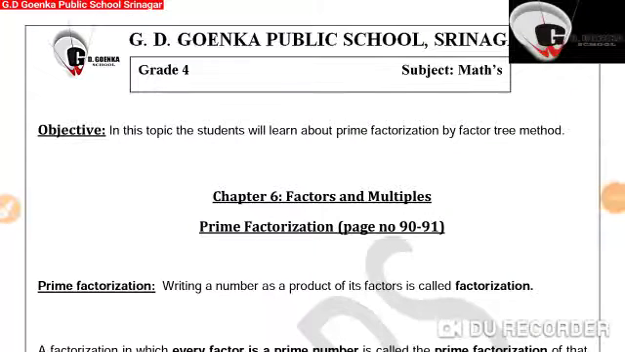Dear Goinkans, this is in reference to the sixth chapter, Factors and Multiples, given in your math book. The objective of this topic is to make you able to learn about prime factorization using the factor tree method.